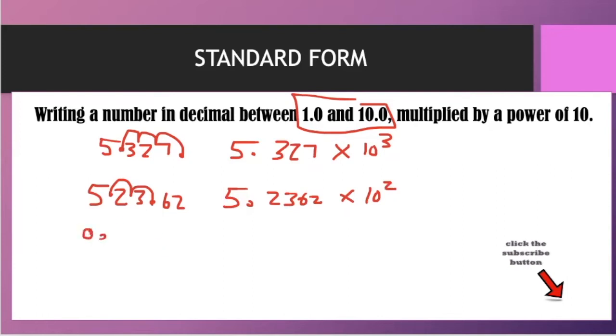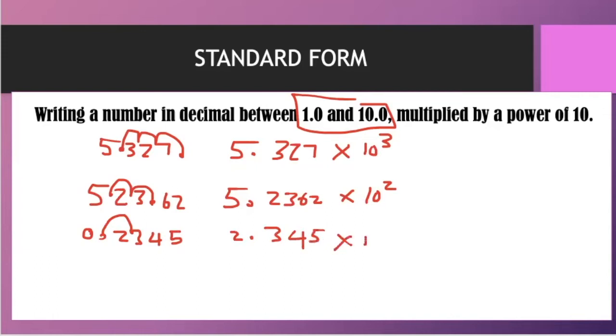Now another example is where I have a decimal but it's not between 1 and 10. So I have to fix it by carrying the decimal place 1 place to my right. Because I moved to my right, the power on the 10 will be negative. So it will be times 10 to the minus 1. So once I move to the right, it will be a negative power.